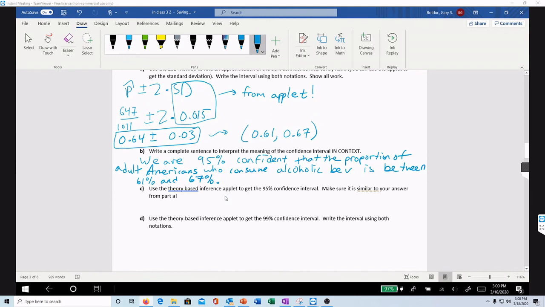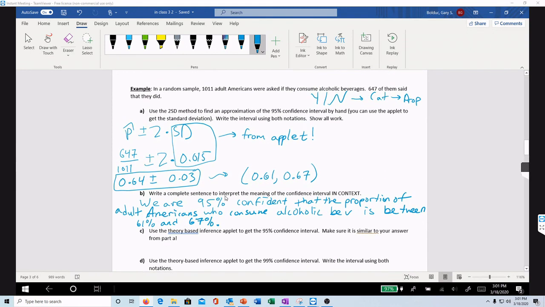First of all, it was a 95% confidence interval, so that's what I start with. The next thing is I mention exactly what I'm thinking about in terms of my parameter. It's a proportion of adult Americans. So I go up and I have to look and say, well, who did I actually ask? Adult Americans, okay. Now, what did I ask them? Do you consume alcoholic beverages? That's right here. So that's the next piece.